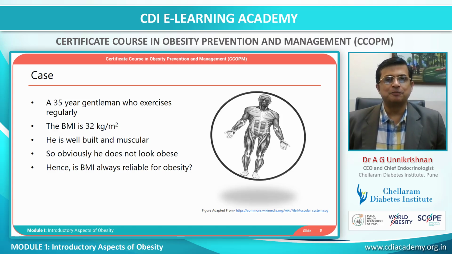Now, just to put things into perspective, let's look at a case. This is a 35-year-old gentleman who exercises regularly. His body mass index is 32 kilograms per meter square. He is well built and looks muscular. So obviously he doesn't look obese.